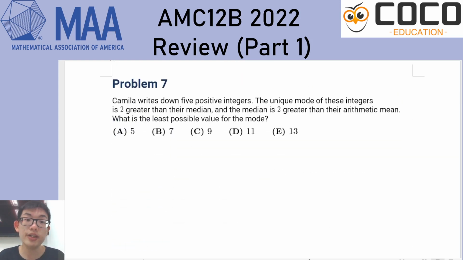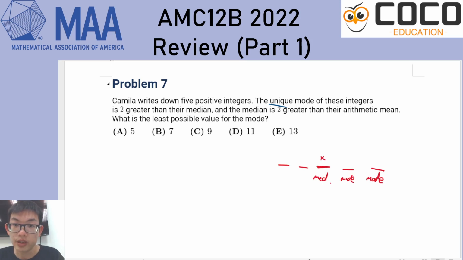Question 7, Camilla writes down 5 positive integers. The unique mode, it's important, is 2 greater than their median, and the median is 2 greater than their arithmetic mean. Okay, so unique mode means that it needs to appear at least twice. So this is the median, assuming we put them in order. The mode is bigger, so it must appear twice, which means that both of these are the mode. And I'll just call them x plus 2, x plus 2.